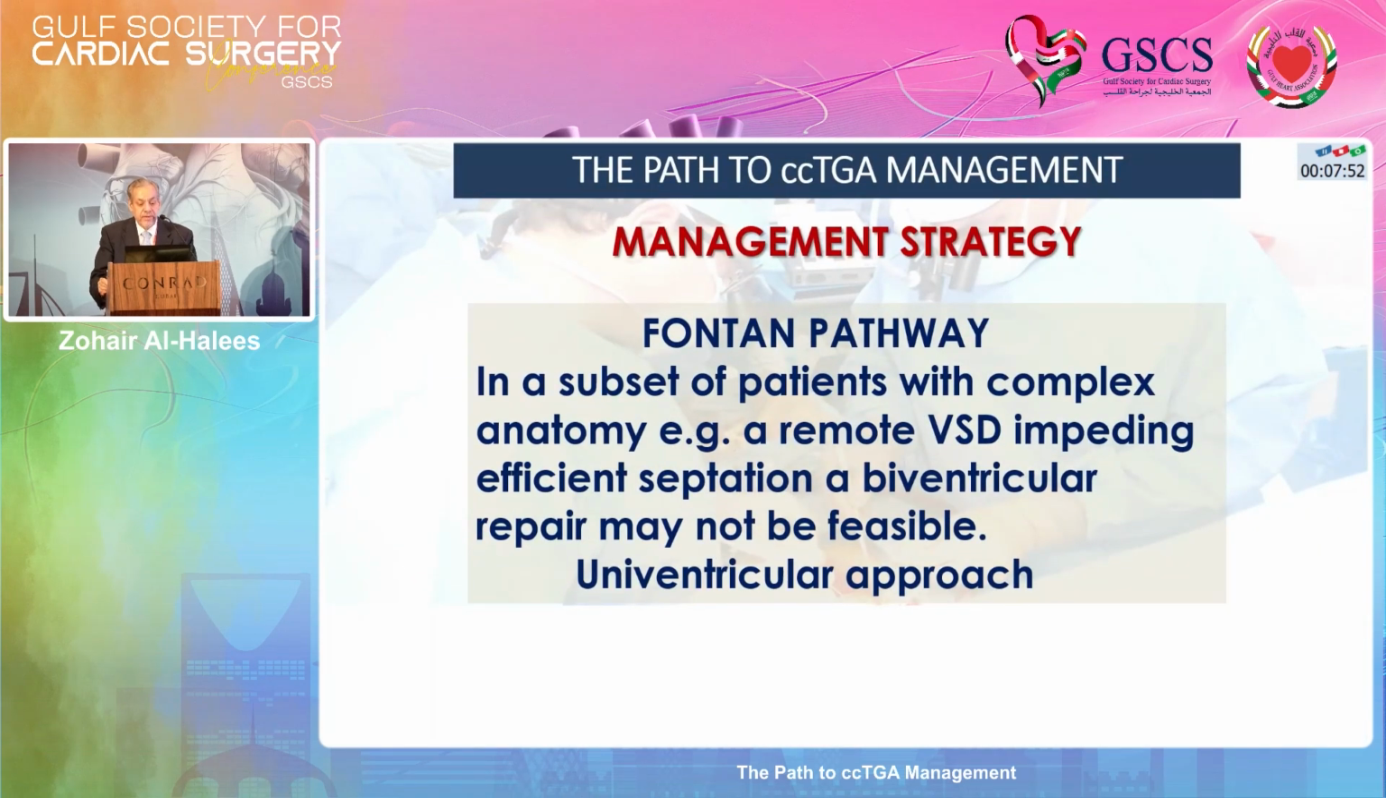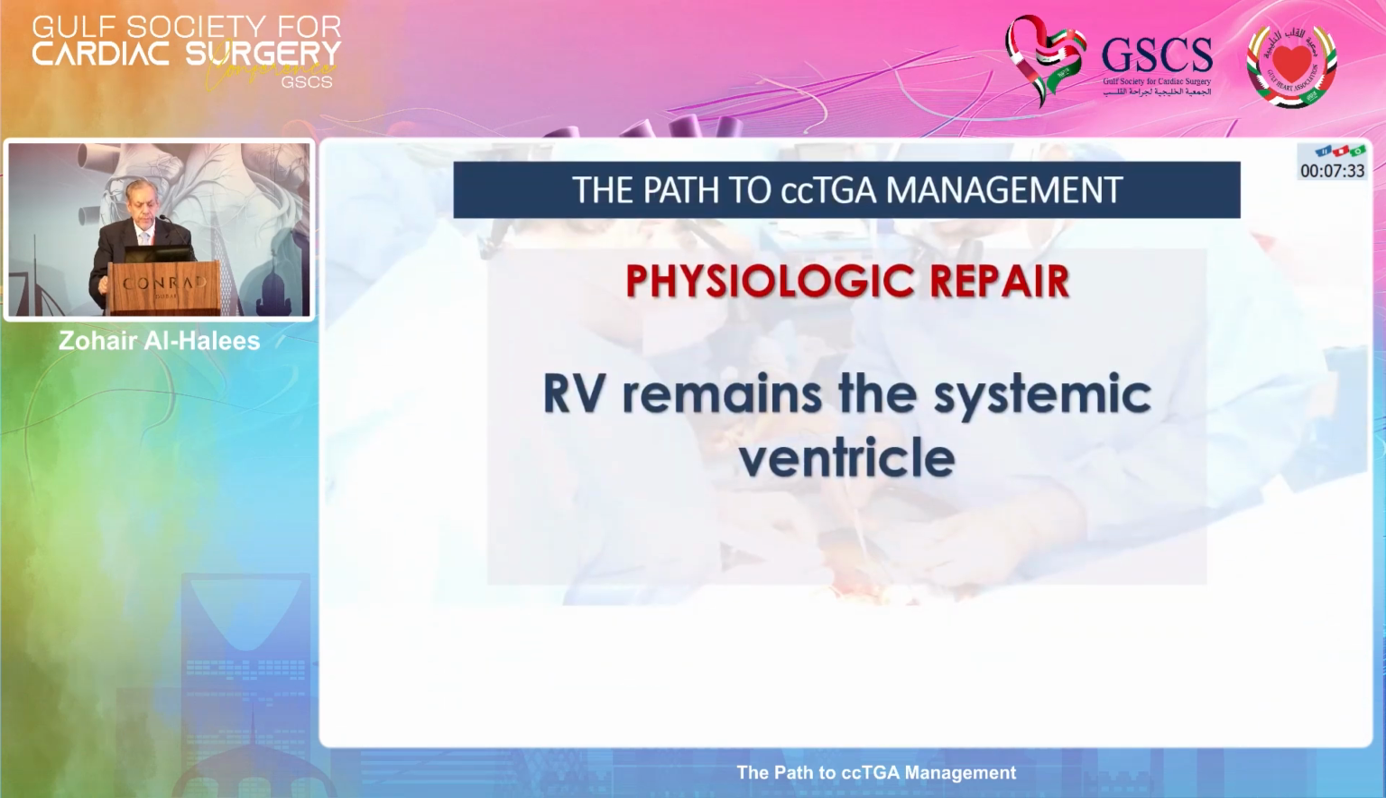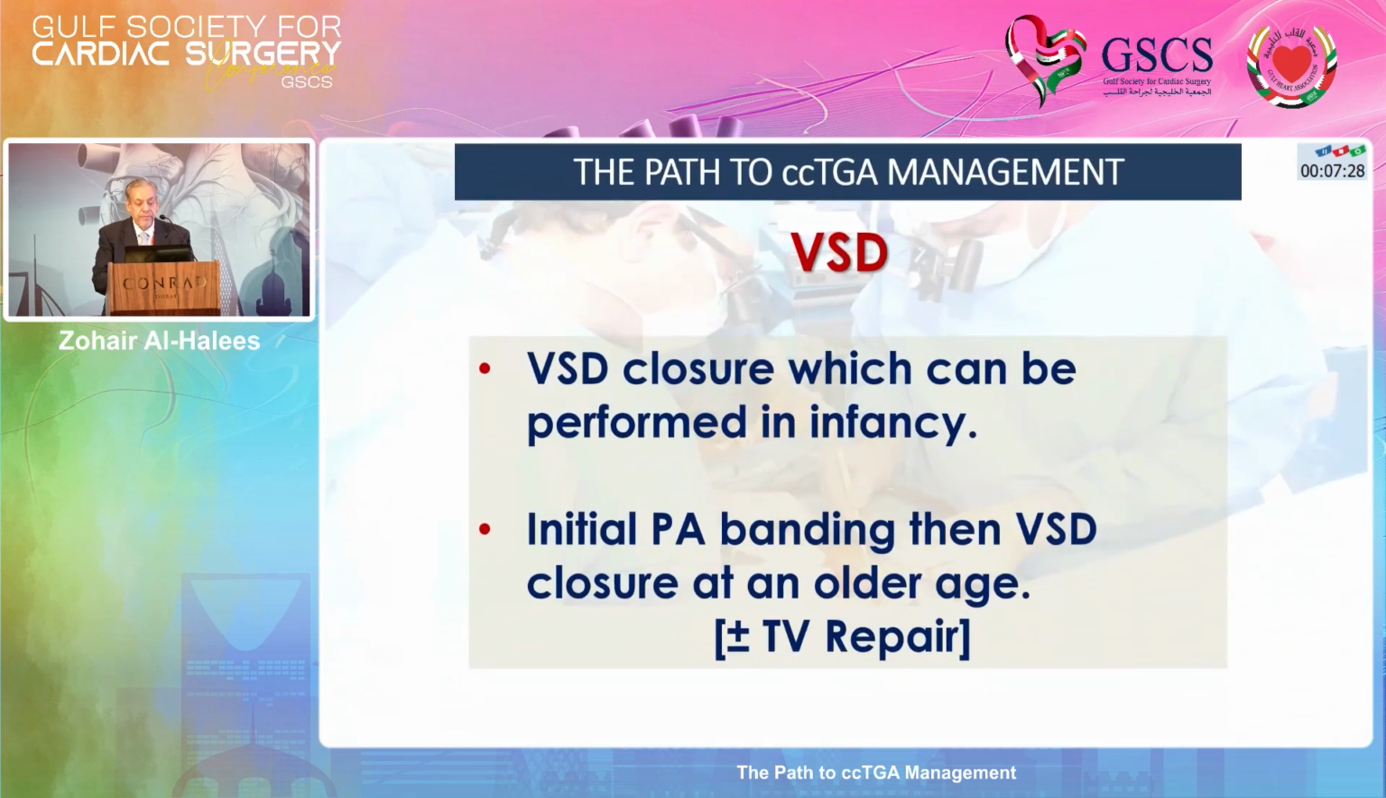And then we have the single ventricle or Fontan pathway, because in a subset of patients with complex anatomy, for example, a remote ventricular septal defect impeding efficient septation, a biventricular repair may not be feasible, and hence we have to go through a univentricular approach. Look first at the physiologic repair, where the RV remains as the systemic ventricle. Most of these patients would have a ventricular septal defect, which can be closed successfully in infancy.